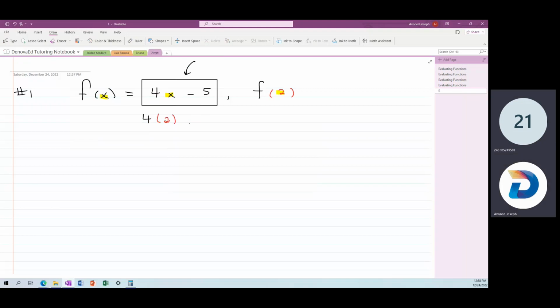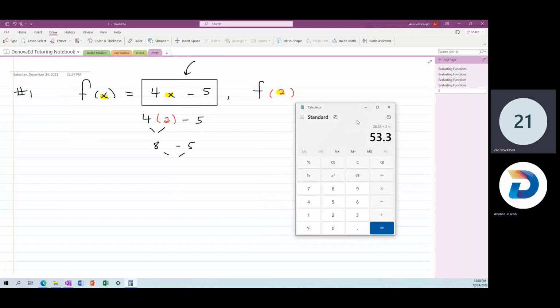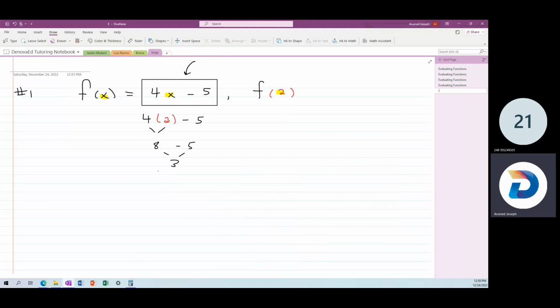So we have 4 times what? 2. Yeah, 4 times 2 minus what? Negative 5. Yeah, minus 5, right? 4 times 2 is what? 8. Yeah, 8 minus 5 is what? 2? No, 3. Sorry. Yeah, 3. So now we have f of x, right? So we can say f of 2 is equal to what?